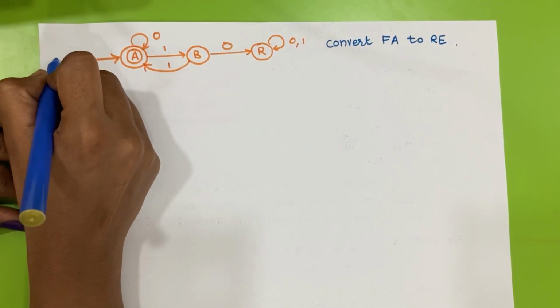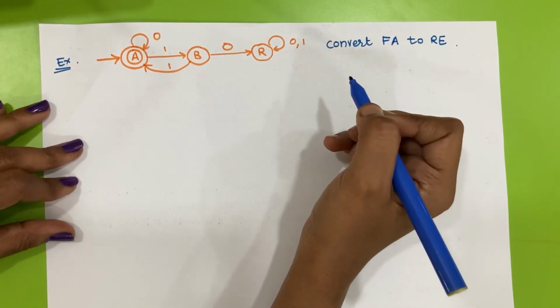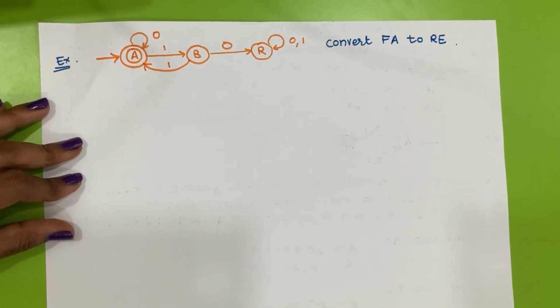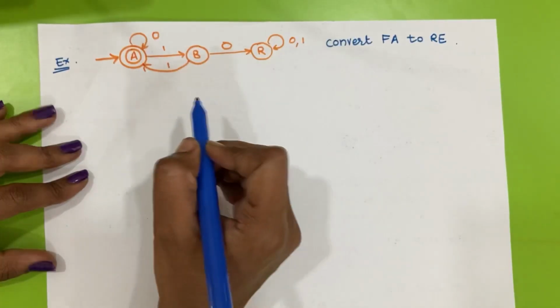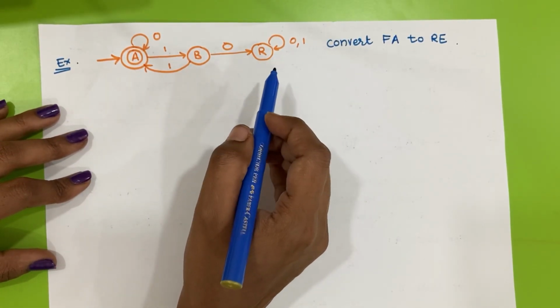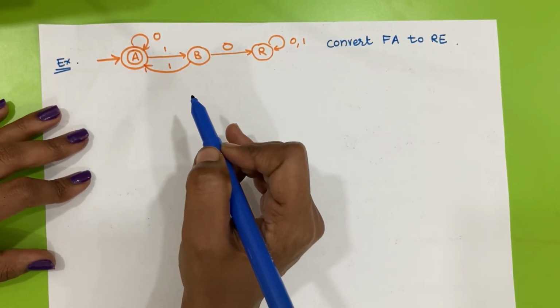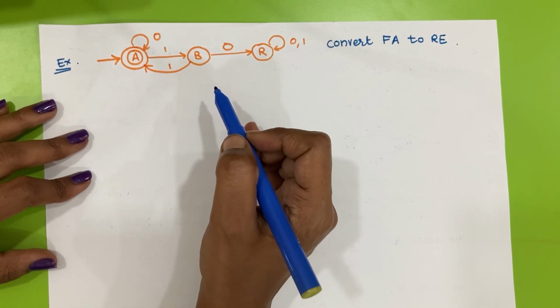Next example is we have these finite automata and we have to convert these finite automata into regular expression. So here we have three states A, B and R. First we will observe whether the given finite automata contain any reject state, or useless state.